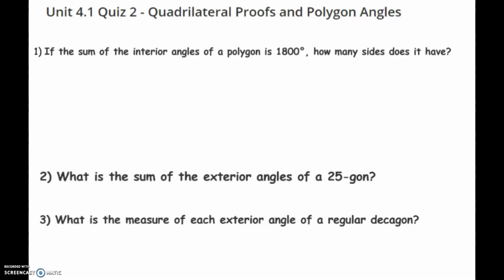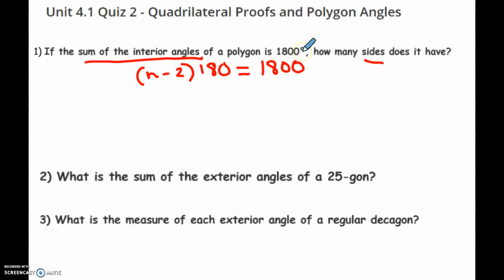So we're going to start here with number 1. It talks about the sum of the interior angles of a polygon, and they tell us that's 1800 degrees. We're asked to find out how many sides it has. If you recall, the formula for the sum of the interior angles of a polygon was n minus 2 times 180. So if they tell us the sum is 1800, we just need to solve for n.